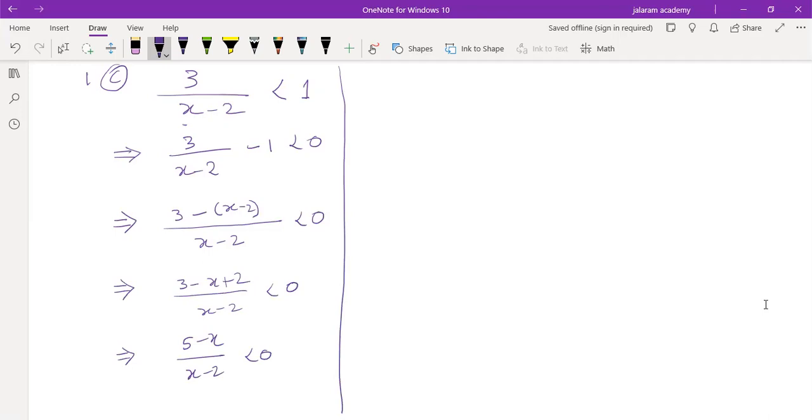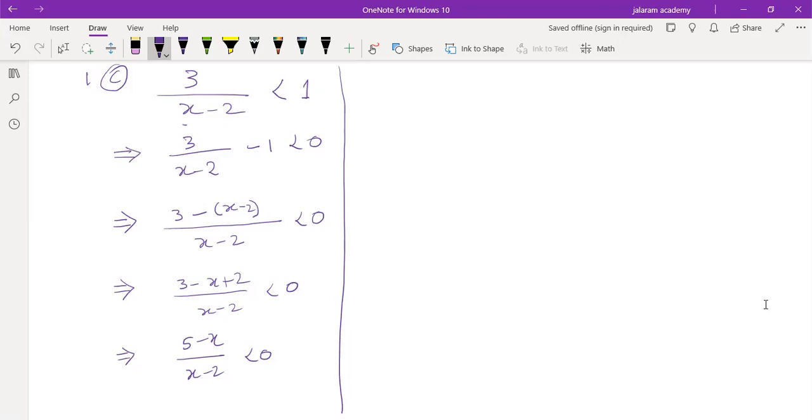No, sir. We will not cross multiply. We cannot multiply both sides by x minus 2. Cross multiplying means the same thing. We are multiplying with the LCM of the denominator, x minus 2, which is wrong, as we don't know whether x minus 2 is positive or negative.